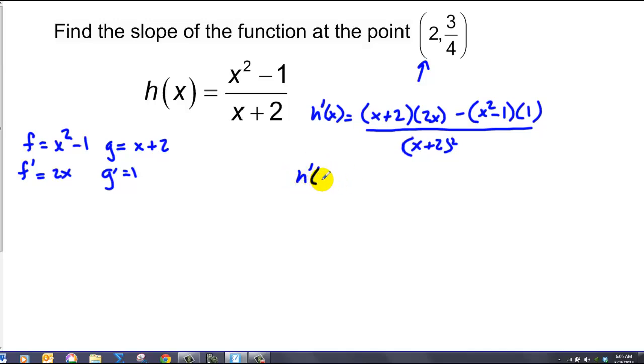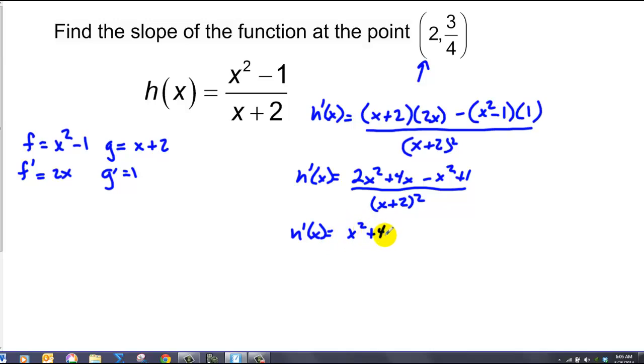So h prime of x is equal to 2x squared plus 4x minus x squared plus 1 over x plus 2 quantity squared. Clean that up a little. H prime of x is equal to x squared plus 4x plus 1 over x plus 2 quantity squared.